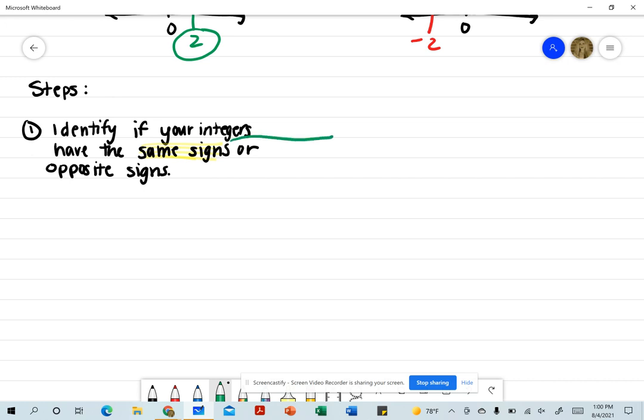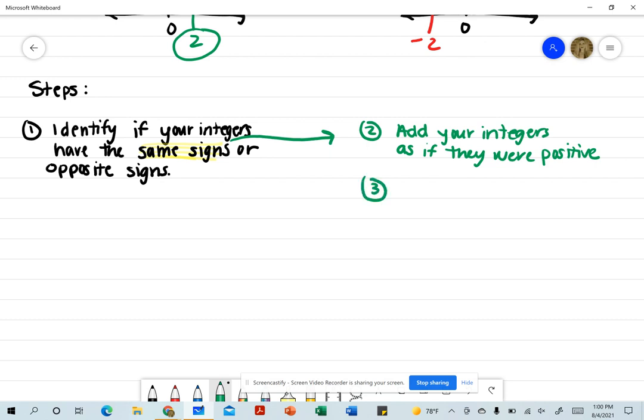If they are the same sign, I'm going to put a little arrow there. Step 2 is you add your integers as if they were positive. Then step 3, you check your sign and match it.